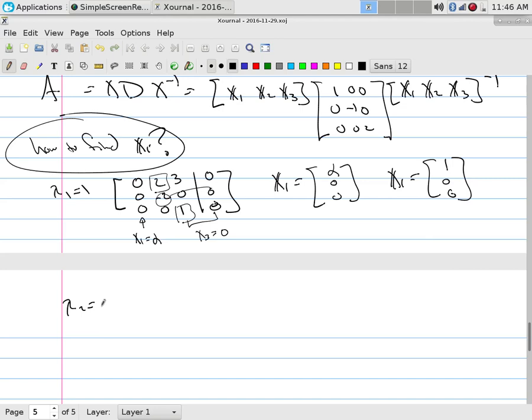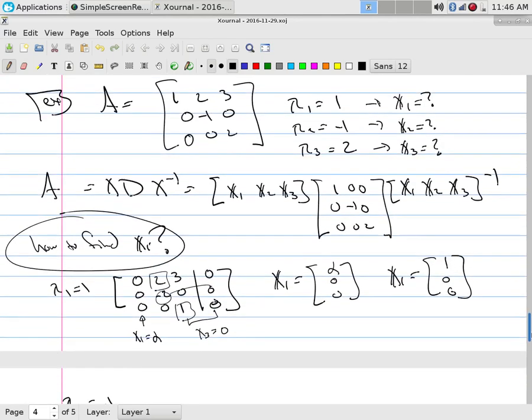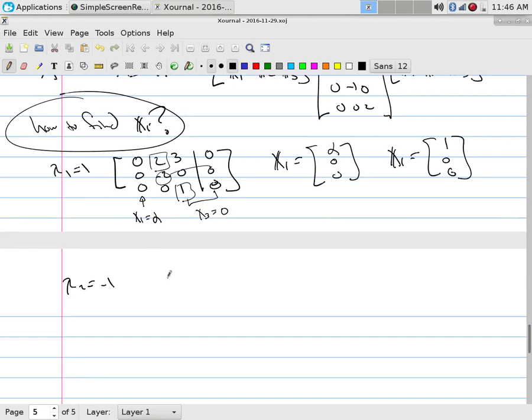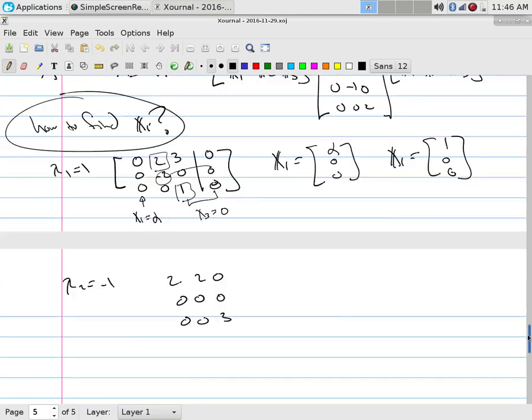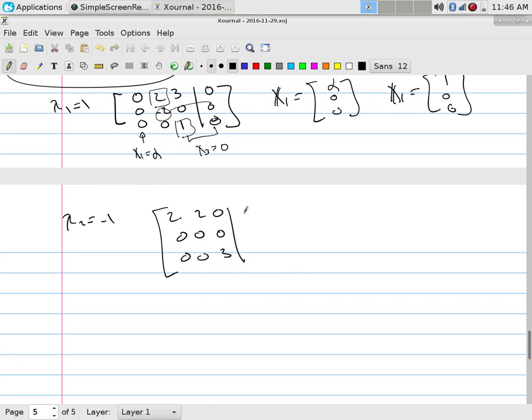So lambda 2 was equal to what? Minus 1. And so that would be 2, 2, 3, 0, 0, 0, 0, 0, 3, subtracting the minus 1 from each of those. Okay, there's a lead, there's a lead. Who's my free variable? X2 is an alpha. This is rather easy to read. X3 has to be 0. But if this is an alpha and that's really 1, 1, this would come to the other side. What does that make X1? A negative alpha.